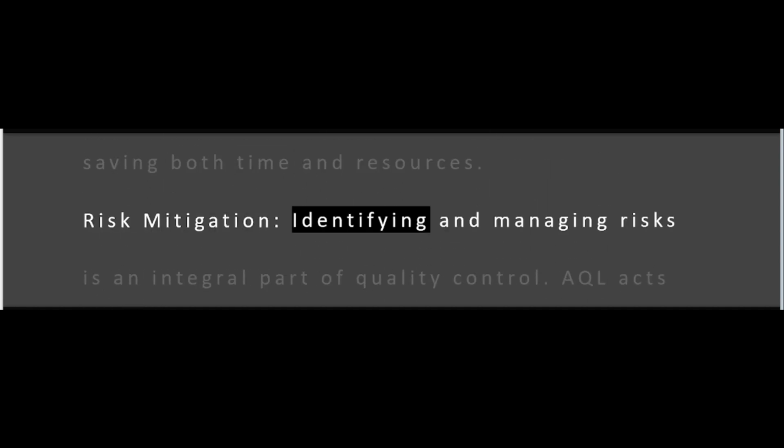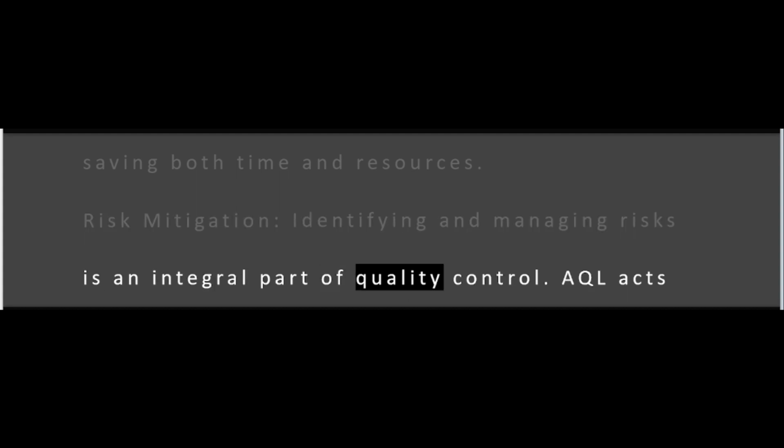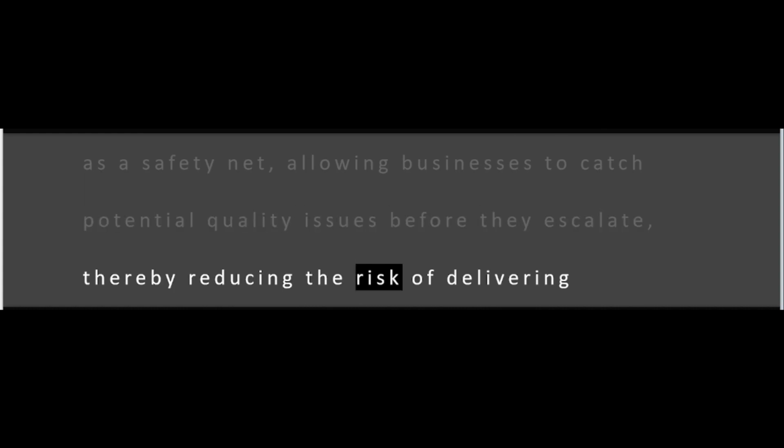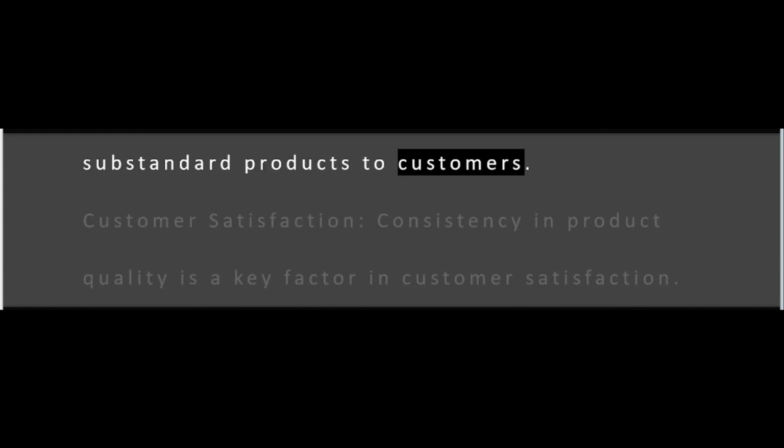Risk mitigation. Identifying and managing risks is an integral part of quality control. AQL acts as a safety net, allowing businesses to catch potential quality issues before they escalate, thereby reducing the risk of delivering substandard products to customers.